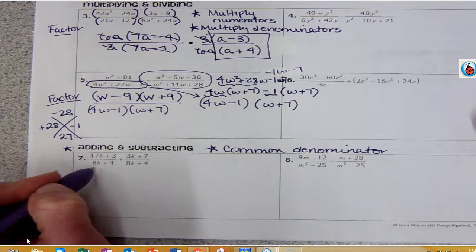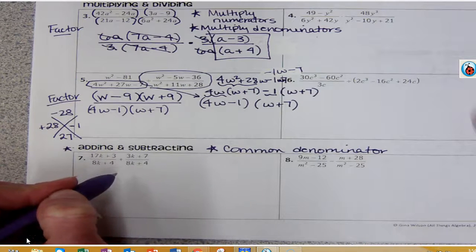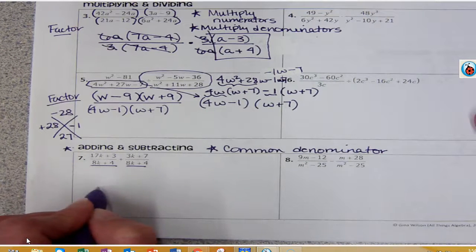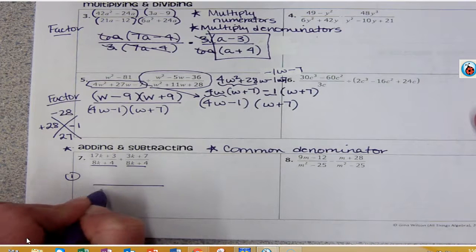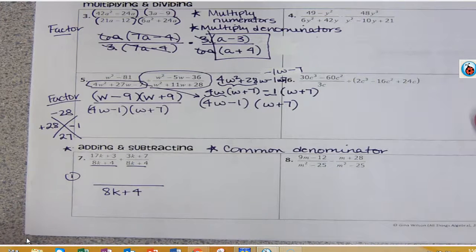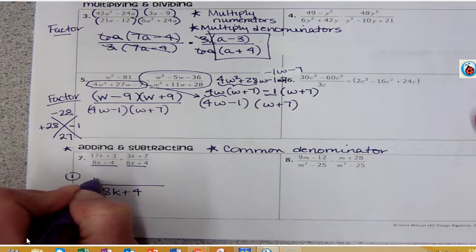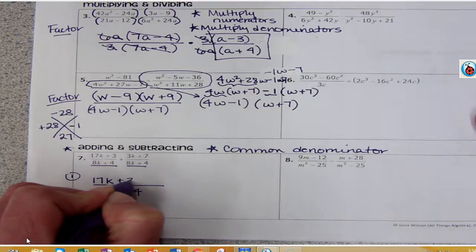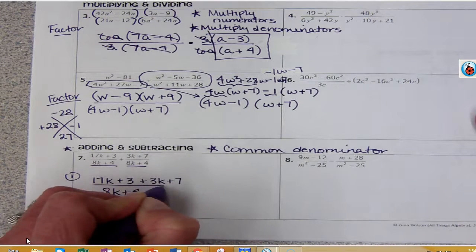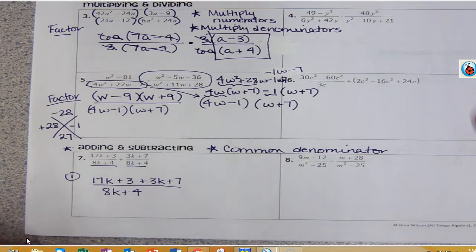Now, luckily, we see in this situation, the denominator is the same. We've got 8k plus 4 here, 8k plus 4 here. So basically what we're going to do is, step 1, we're going to rewrite the fraction over our common denominator. So I'll put my common denominator at the bottom. Then I'm just going to rewrite my fractions: 17k plus 3 plus 3k plus 7. So I've rewritten my fraction.